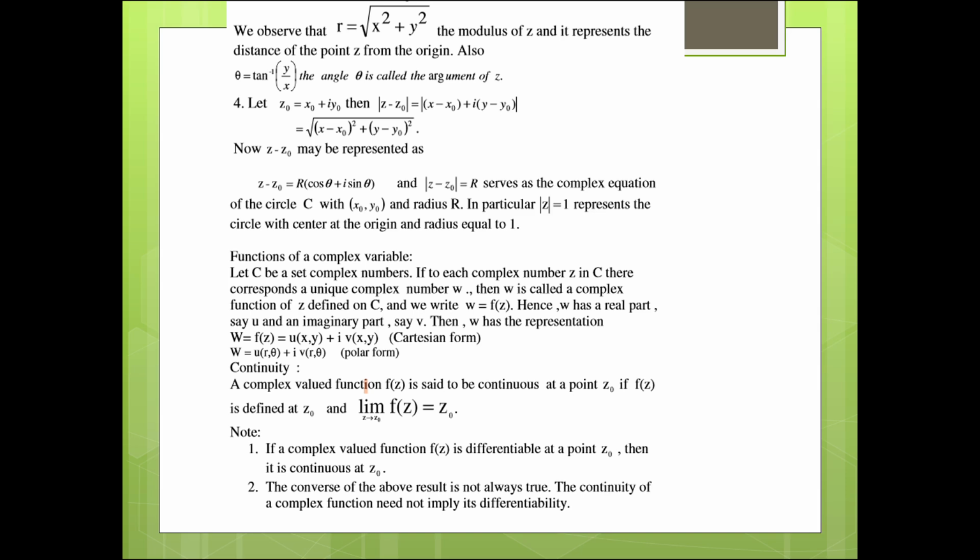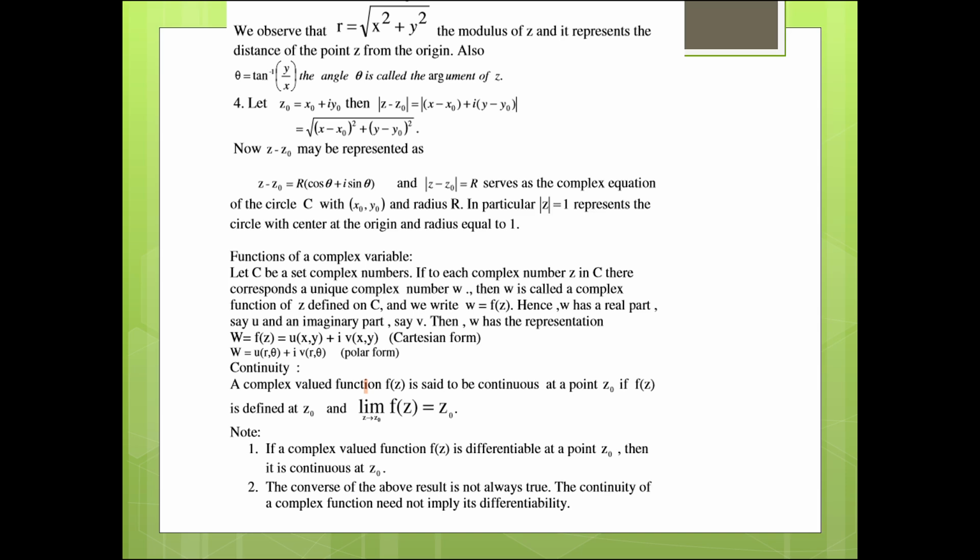Next one, functions of complex variables. Let C be a set of complex numbers. If to each complex number z in C there corresponds a unique complex number w, then w is called a complex function of z defined on C, and we write w equal to f of z. Hence, w has a real part, say u, and an imaginary part, say v. Then w is represented as w equal to f of z, that is u of x comma y plus i v of x comma y is a Cartesian form, and u of r comma theta plus i v of r comma theta is a polar form.